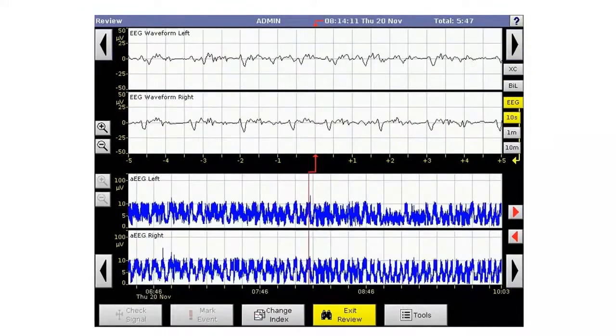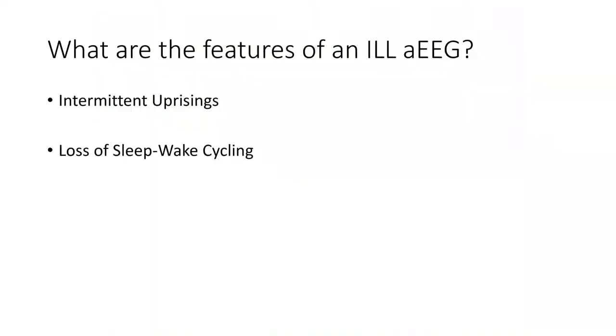And then of course, we've all seen pictures that unfortunately look like this, where we have just constant uprisings. These aren't even intermittent anymore. They are continuous uprisings, and this would be our status epilepticus. And again, another sign of a very, very sick brain.